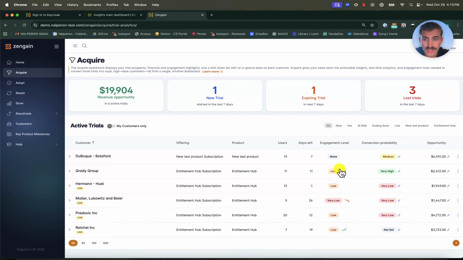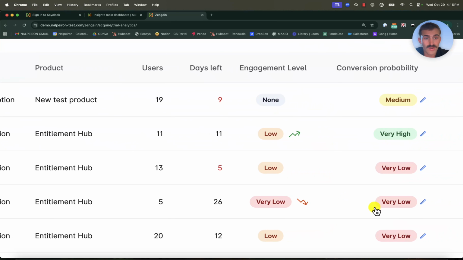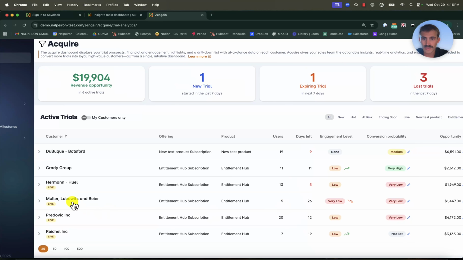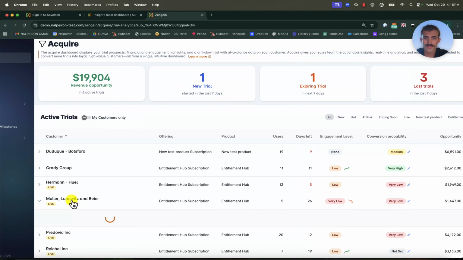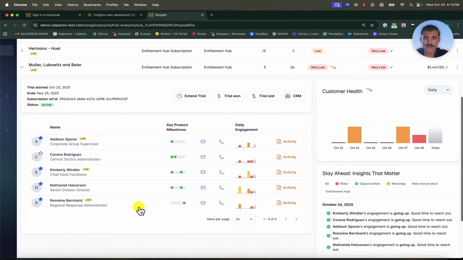Down here, we can see Mueller, Lubowitz, and Beer. They have a very low engagement level, a downwards trend line, and a very low conversion probability. Next, we'll open up the account overview by clicking on the account name and scroll down to the contacts list.